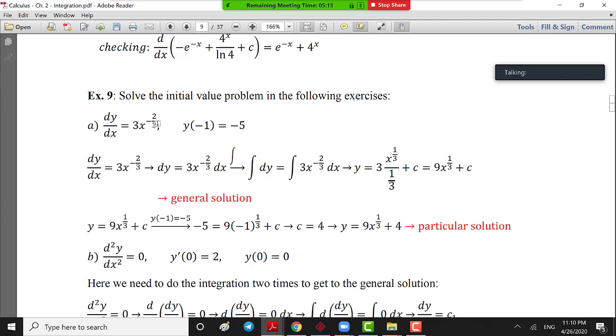Previously, in order to solve differential equations like this, we used to write dy over dx is equal to this, so y is equal to the antiderivative of 3 times x to the minus 2 over 3 plus c, and go on from there. But now that we know about indefinite integrals, we can find the solution in a more straightforward way. Please pay close attention. This is our differential equation, dy over dx equal to 3 times x to the minus 2 over 3.